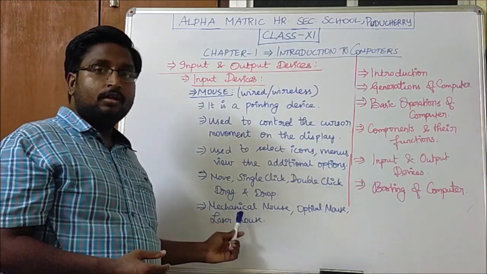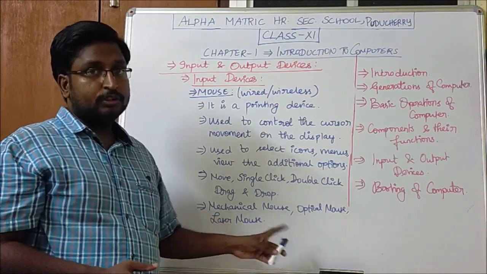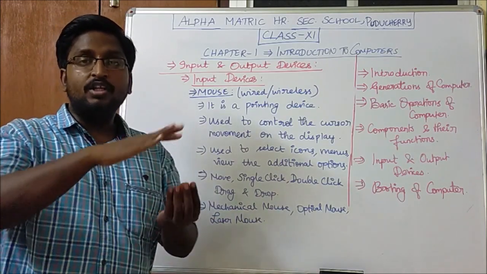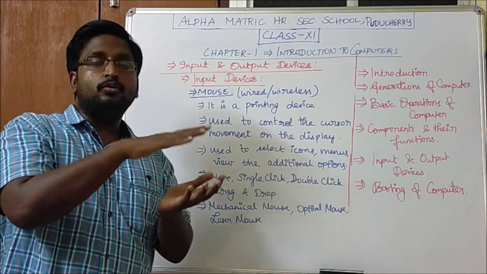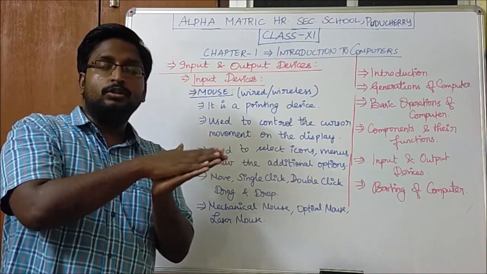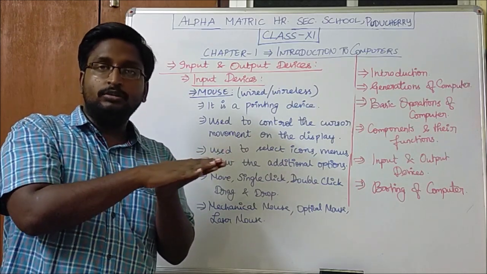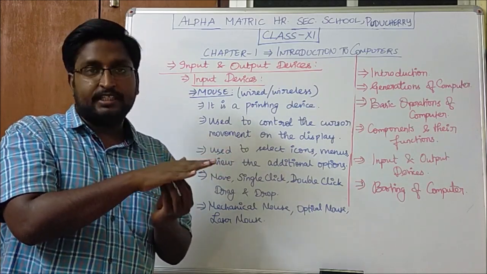These are the three commonly used types of mouse. The first one is the mechanical mouse. In a mechanical mouse, a ball is kept inside the mouse. At the bottom there will be a hole. Through the hole, the ball touches the mouse pad. When you move the mouse, the ball automatically rolls inside.